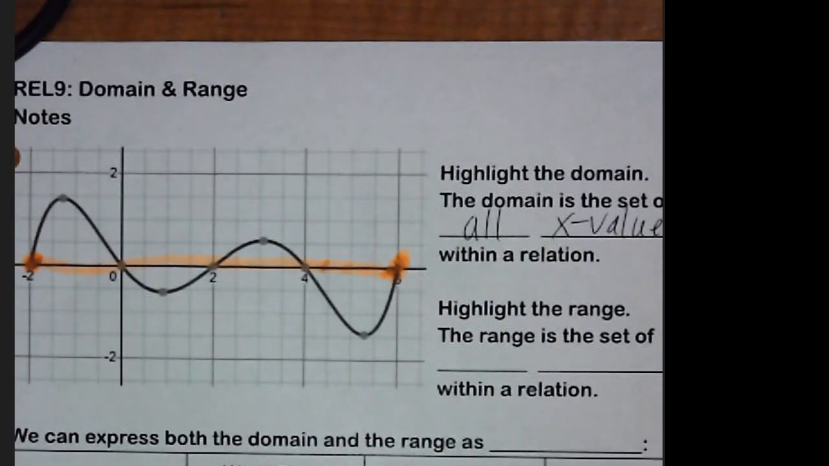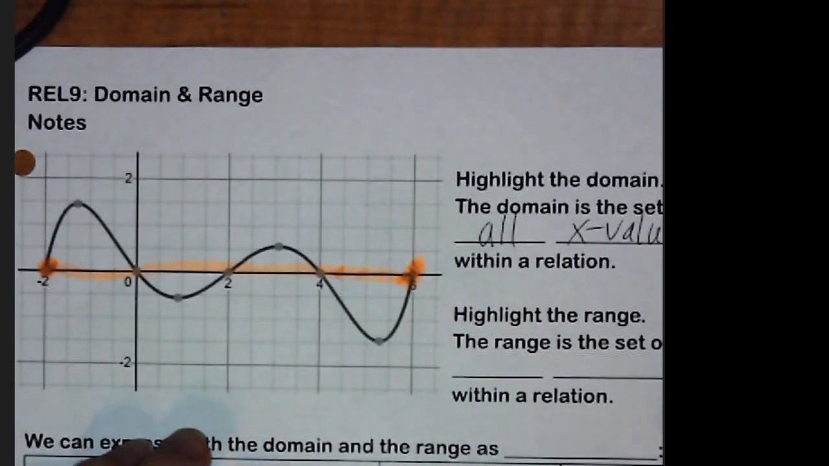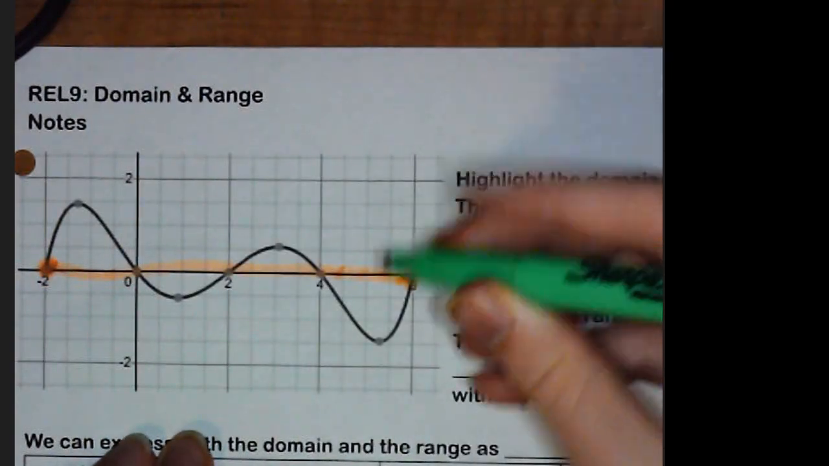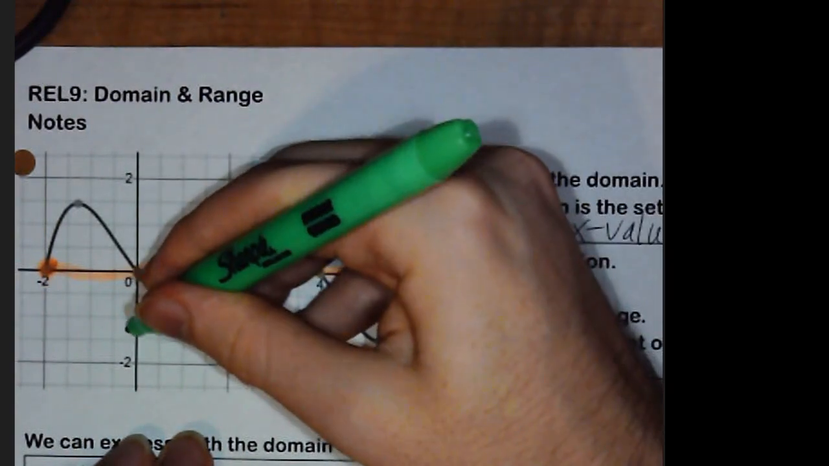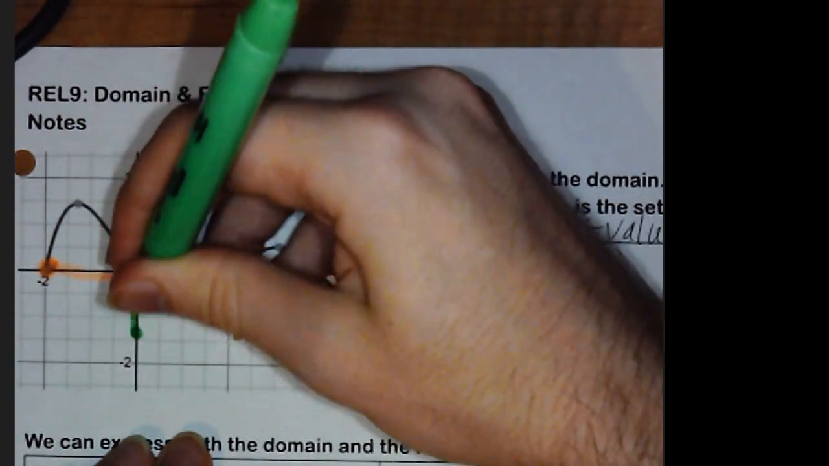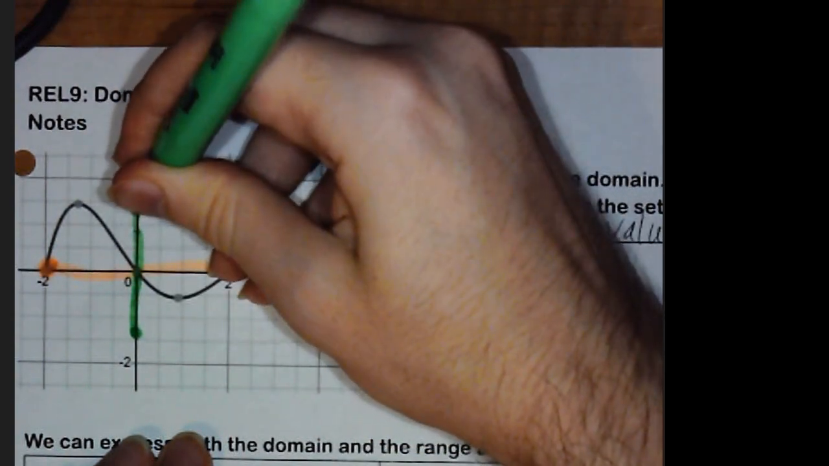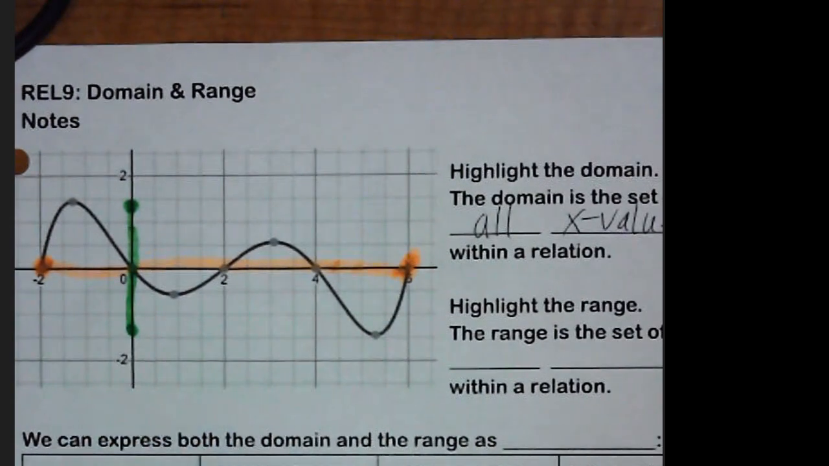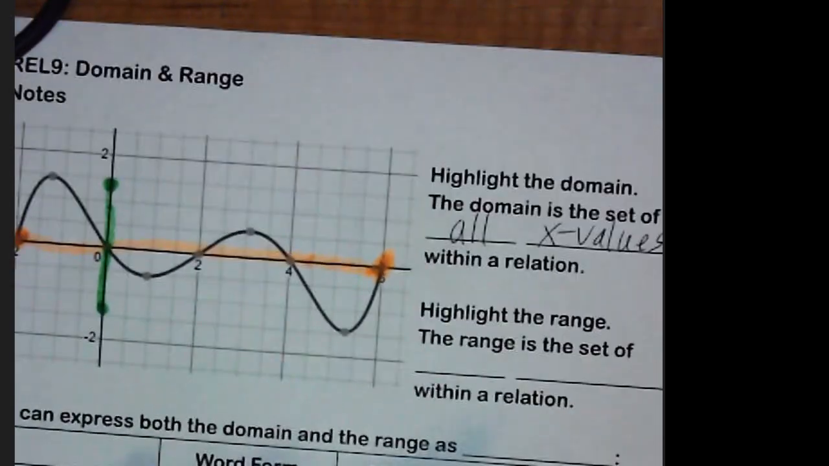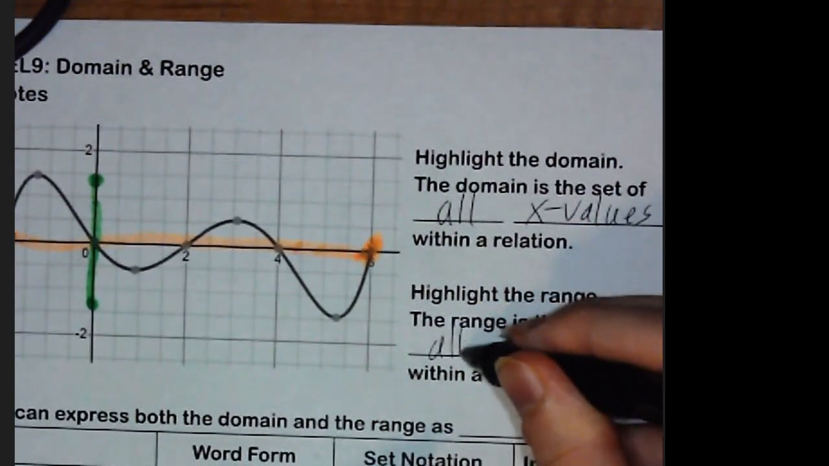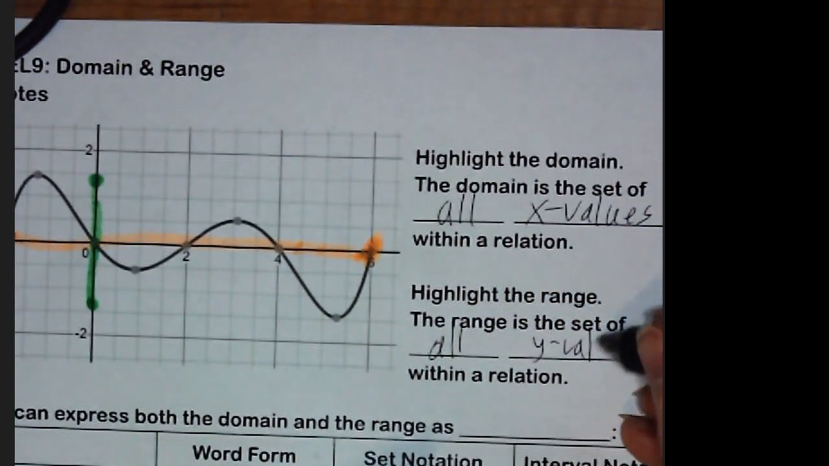Now after that, what we're going to do is highlight the range. The range is going to go from this point right here up to about here. And just as a reminder, the range is the set of all y values within a relation.